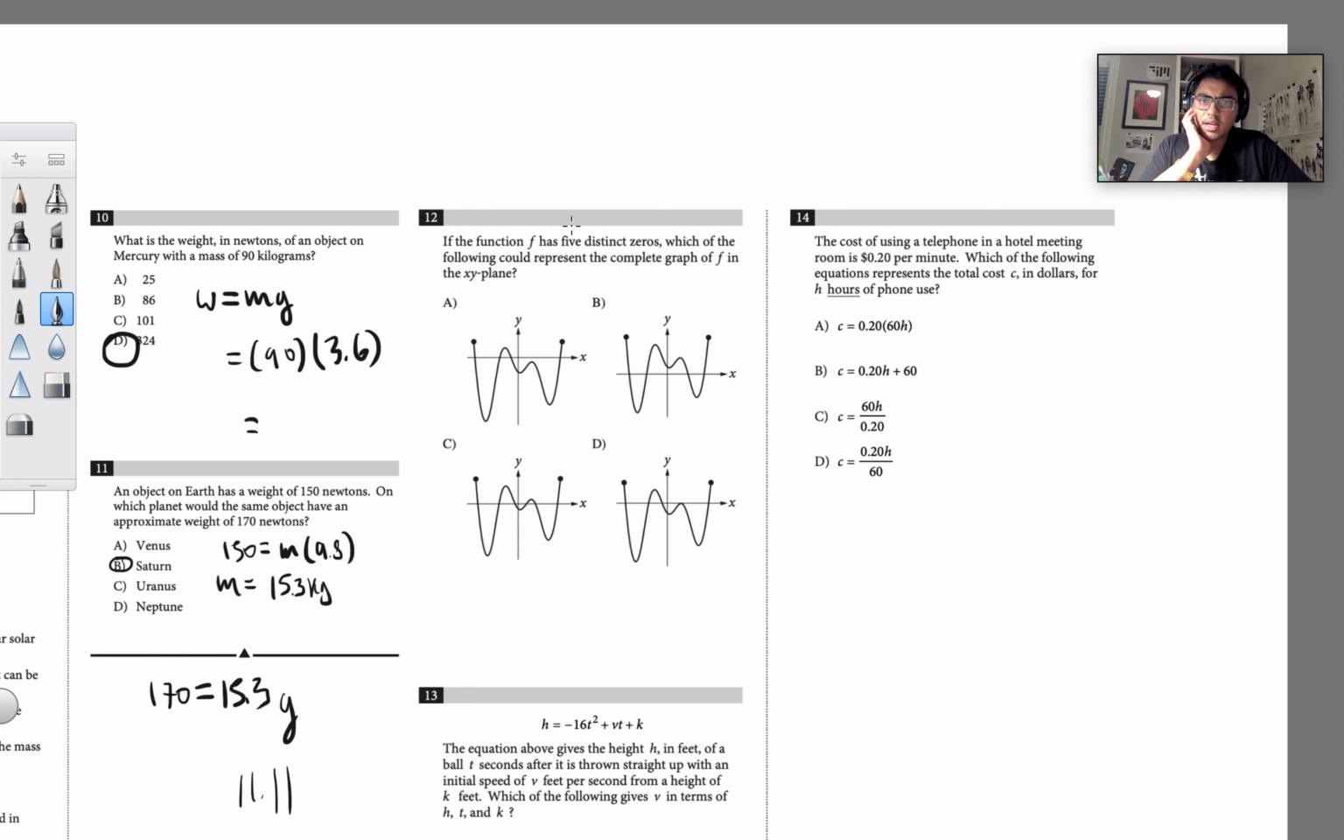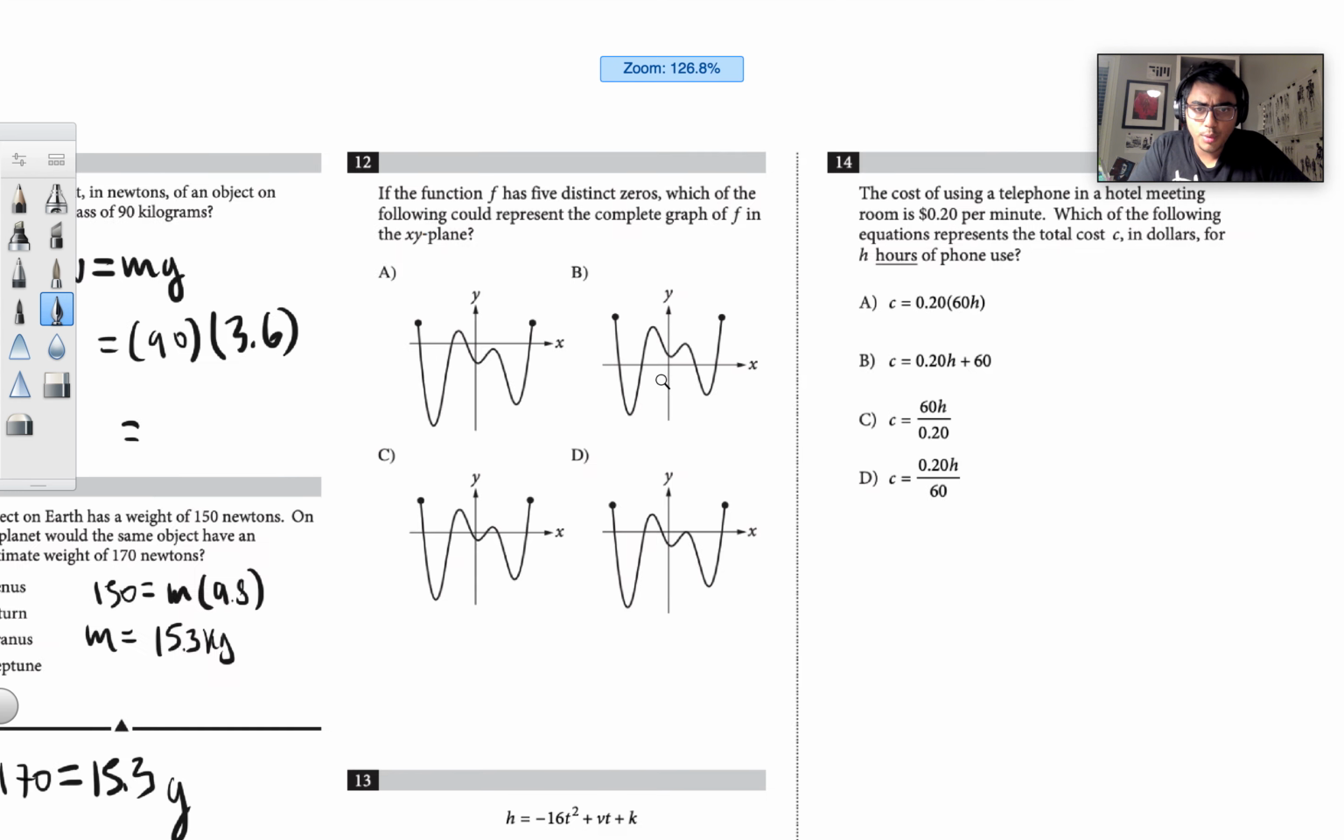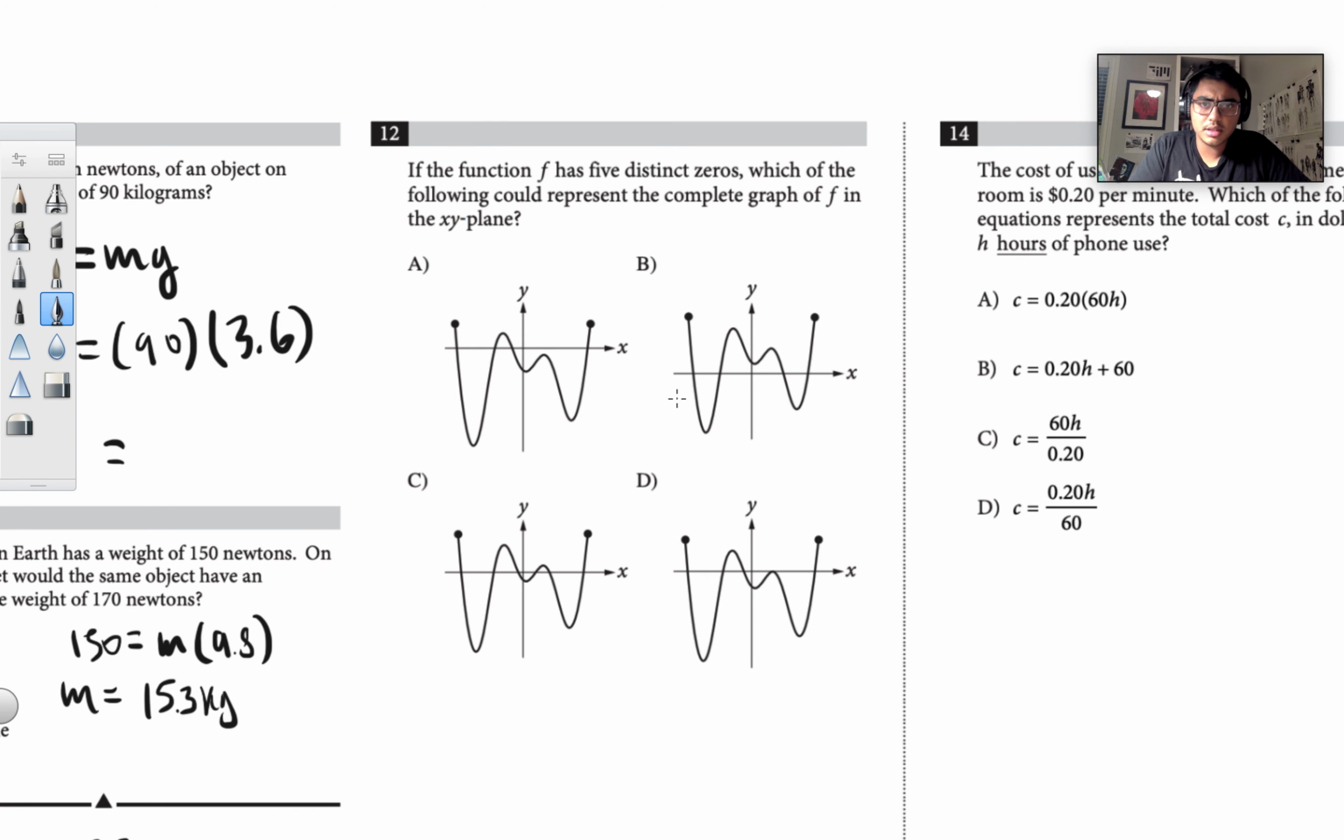Question 12. If the function f has 5 distinct zeros, which of the following could represent the complete graph of f in the xy plane? We just have to see 5 instances where the graph crosses the x-intercept or touches the x-intercept. So 1, 2, 3, 4, nope. 1, 2, 3, 4, nope. 1, 2, 3, 4, 5, 6, nope. 1, 2, 3, 4, 5. Yes.